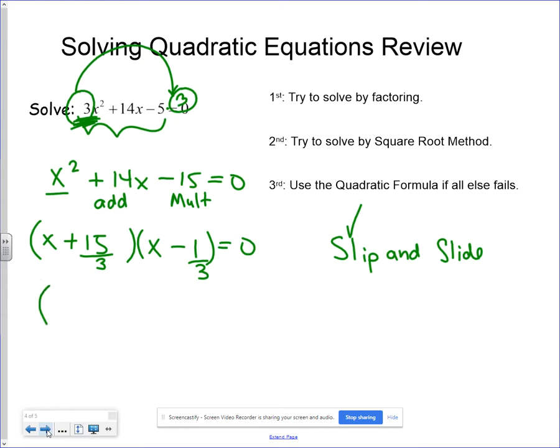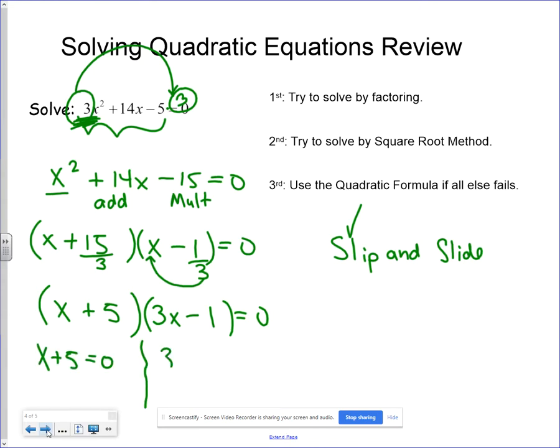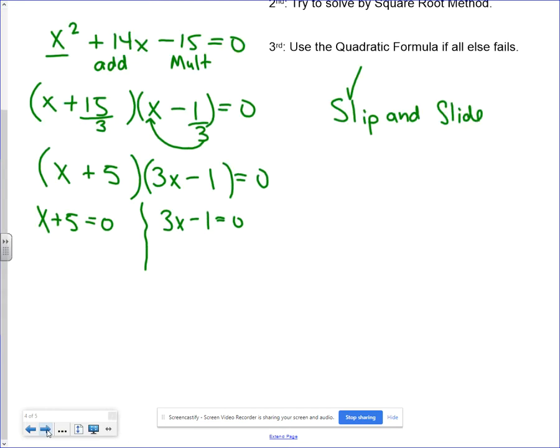And then reduce these fractions. So 15 over 3 reduces down to 5. 1/3 can't be reduced. But remember, we don't want to leave the fraction there. So let's take this 3 and move it in front of the x. So we get 3x minus 1. Now we've got it factored. So now we can set each of the factors equal to 0 and then solve.